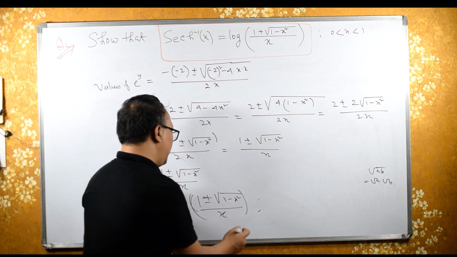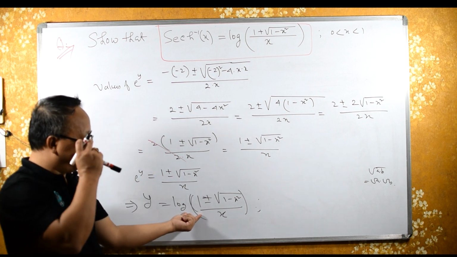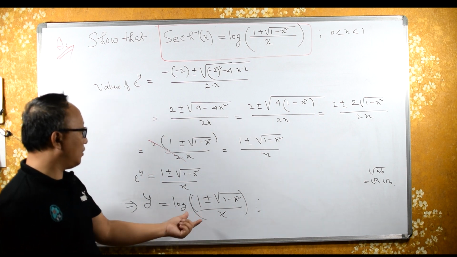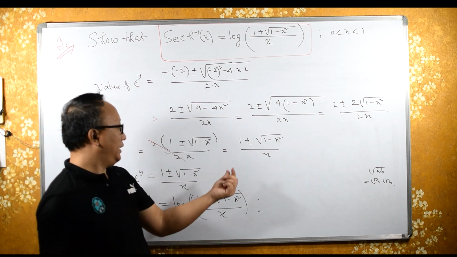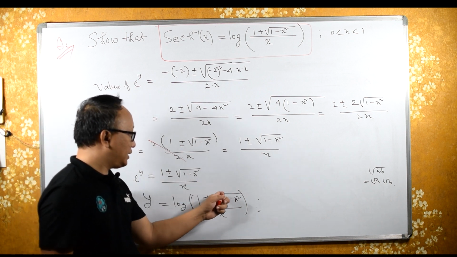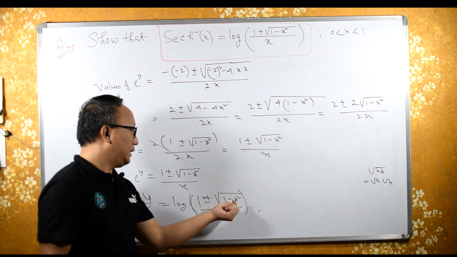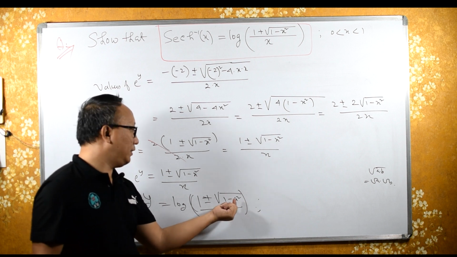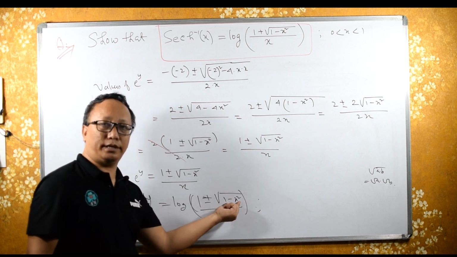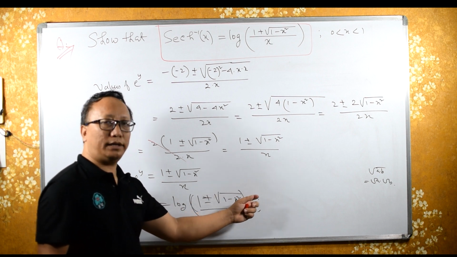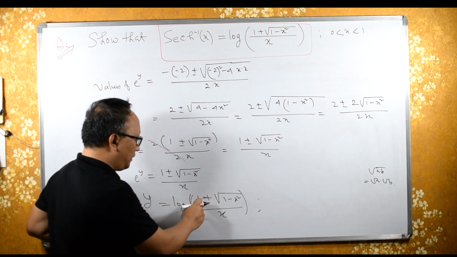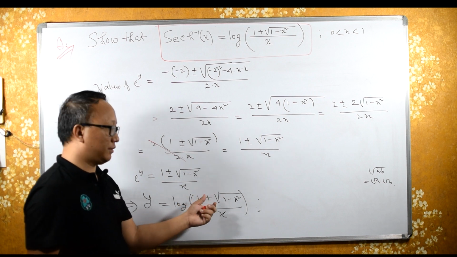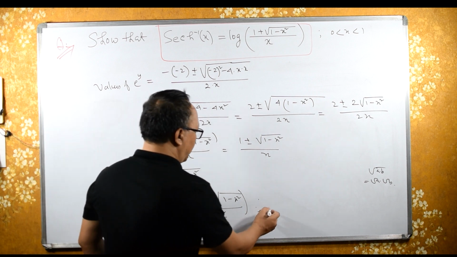Be careful about the domain. Since log is there, if square root of 1 minus x square is greater than 1, the negative would give a complex number, which is undefined in the log. Therefore the sign should be plus over here. Therefore this is the required answer.